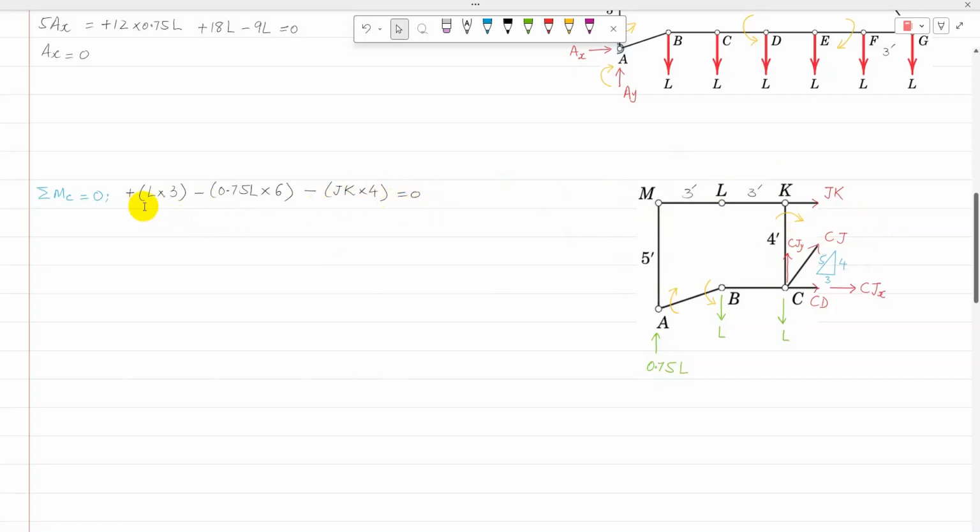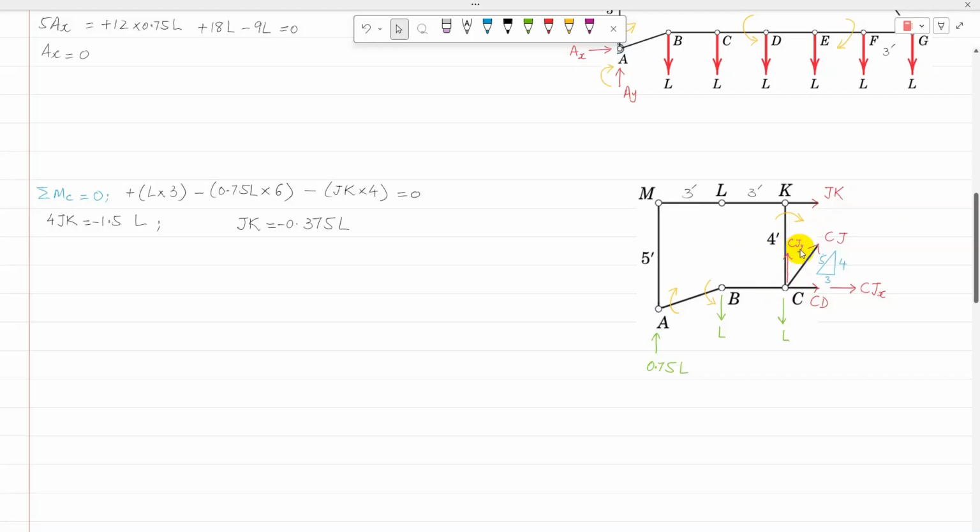So it is 0. Then I can simplify this equation to find Jk. Now 4Jk comes as minus 1.5 L, and Jk is minus 1.5 over 4. So that comes as minus 0.375 L. So I have calculated Jk, and next I can apply sigma Fx equal to 0 or sigma Fy equal to 0. Because there is only one unknown in the vertical direction, I can apply sigma Fy equal to 0 to find Cj.